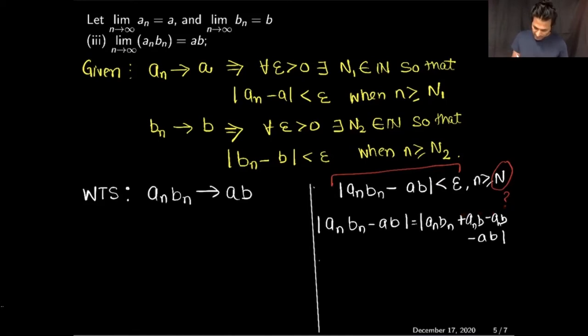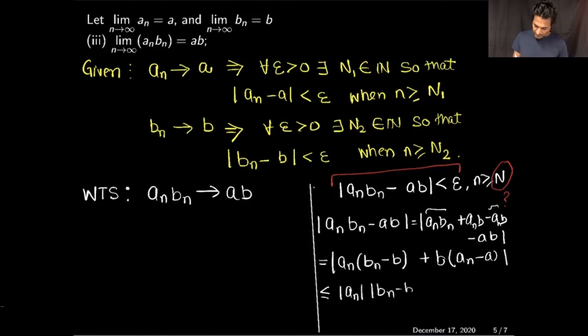Now I'm going to combine a few terms. So I'm going to combine an b. This will be combined with this. So if I combine, I can pull out an, and this is an times bn minus b. And then I'm going to combine this one. I can pull out b from here also. This is b times an minus a. Now I will use the triangle inequality. So this will be less than or equal to the absolute value of an, times the absolute value of bn minus b, plus the absolute value of b, times the absolute value of an minus a.